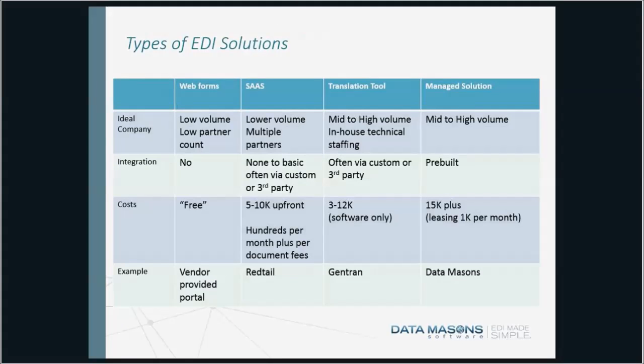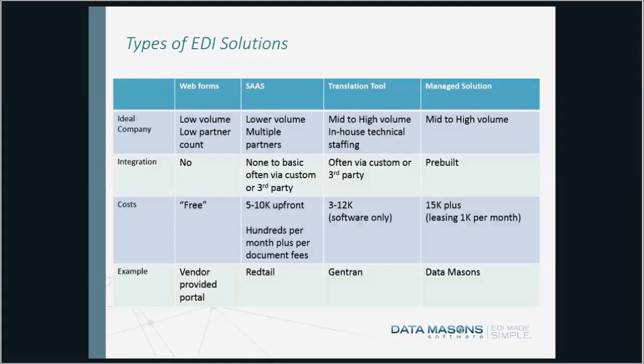So with that, what are the types of EDI solutions that are out there, and why has BCS partnered with Data Masons for their customers? And so let's talk through that a little bit. We can see kind of in this first column here the notion of web forms. And so web forms may be an area where you're doing low volume. You've got this first business partner who has indicated they want to trade electronically with you, but you really don't have a lot of systems in place.